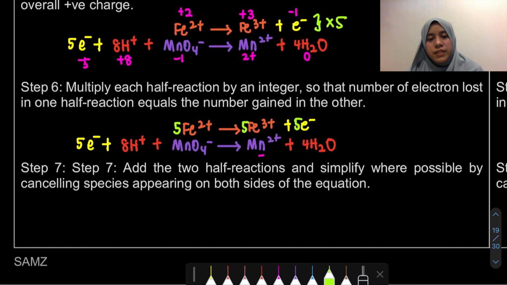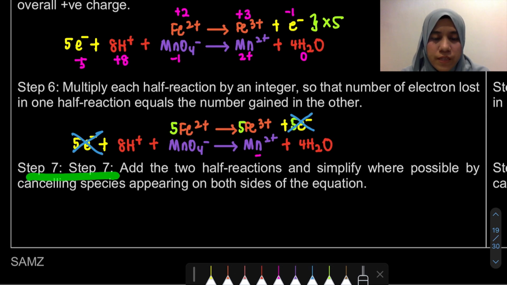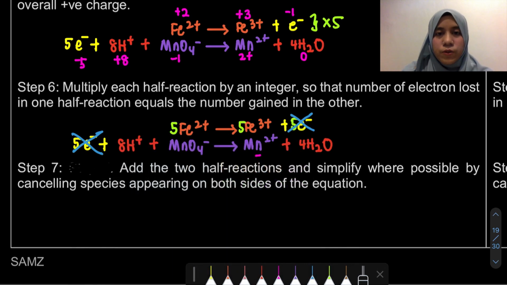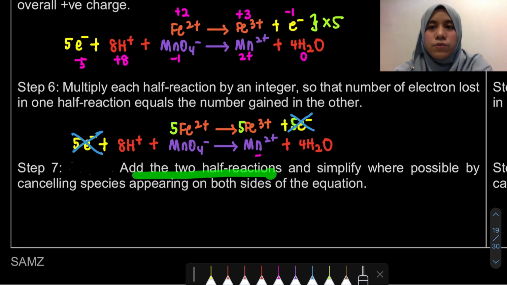Last but not least, it's actually step 7. Tapi step 7 ni ada 2 kali pula. Okay, tapi tak apa. We're gonna add the half reactions and simplify where possible. Okay, yang ni I'm just gonna delete dulu. Miss delete dulu yang step 7 tu ada 2 kali. Okay, so kat situ dah buat.